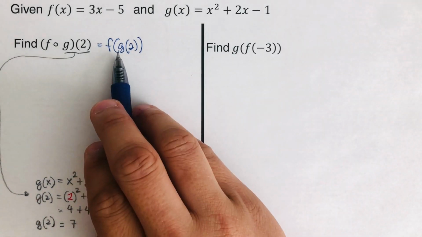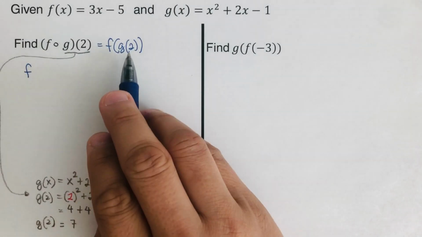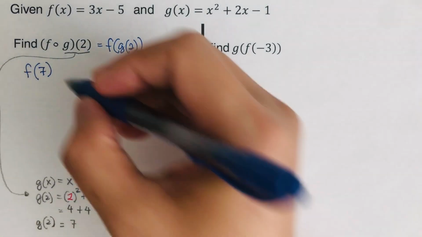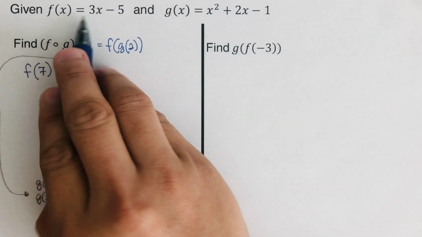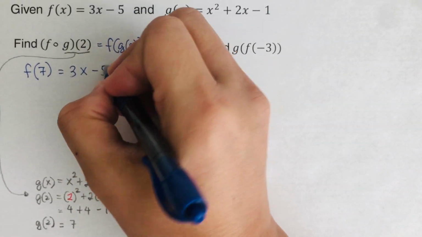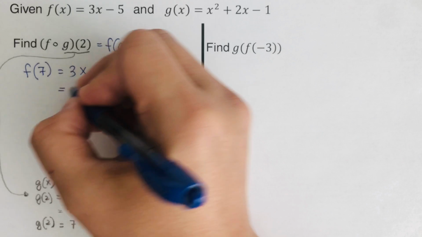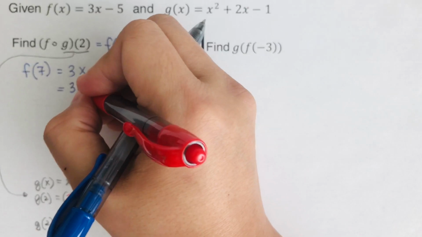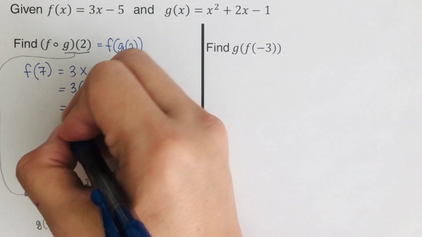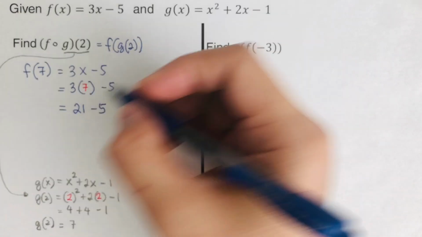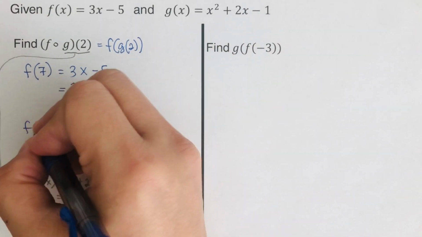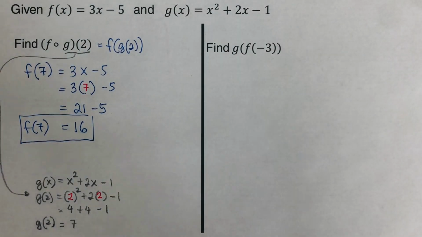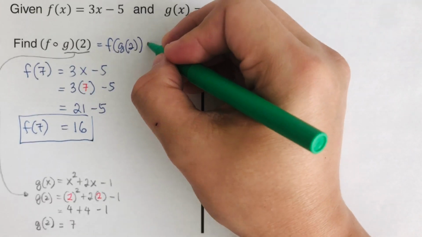Then we can rewrite this as f of 7, instead of g of 2. From here, we plug this into the f of x, which is 3x minus 5. We plug in the 7 for the x. So 3 times 7 is 21, minus 5, that would be 16. So f of 7 is 16, or pretty much the value of f of g of 2 is 16.